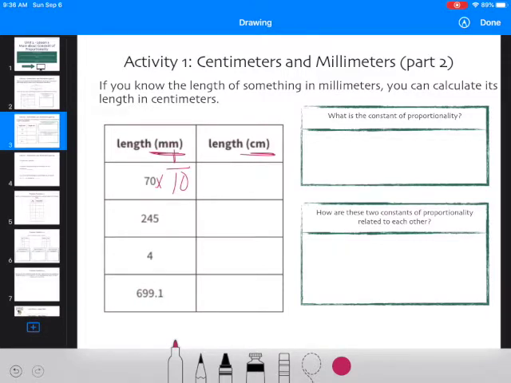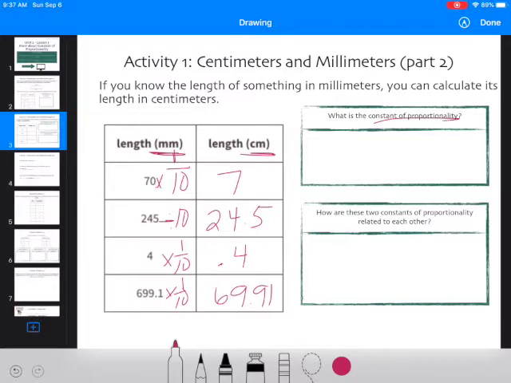I know a lot of you are afraid of fractions, but it's the same thing. Multiplying by 1/10 or dividing by 10 is the exact same thing. So this would be 7, 24.5, 0.4, 69.91. Each time you're either dividing by 10 or multiplying by 1/10.